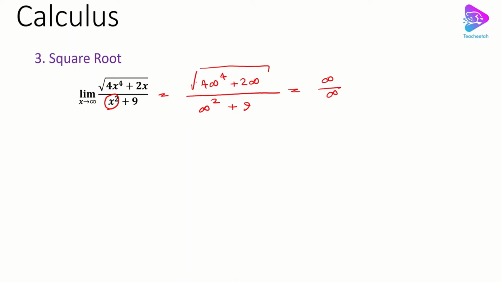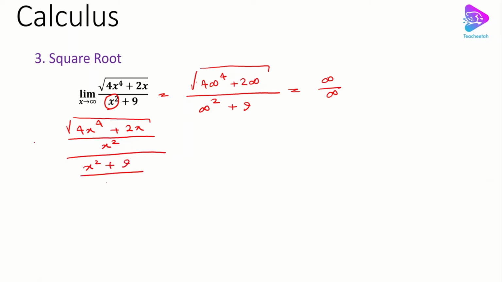The next step after here, we have to actually divide both top and bottom by x to the power of 2, or x squared. Okay, so the first step is going to be that. What I'm going to write is the limit of (4x to the power of 4 plus 2x) over x squared, over the square root of x squared plus 9 over x squared, and the limit when x is approaching infinity.